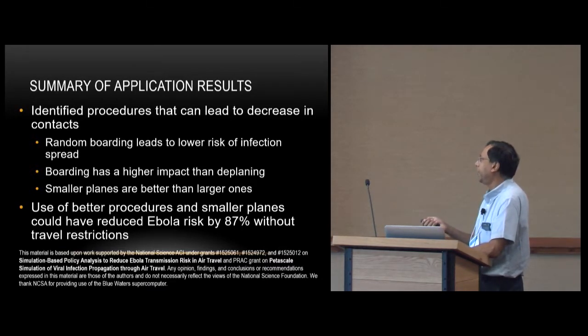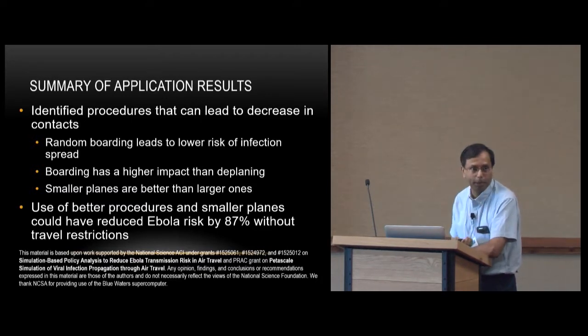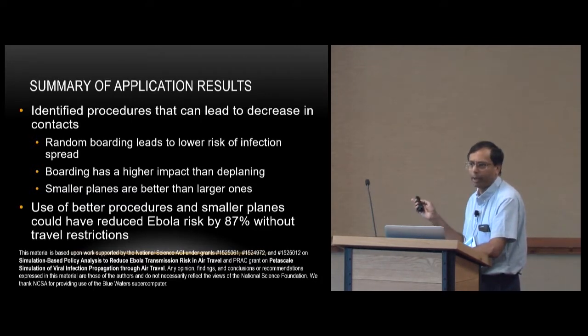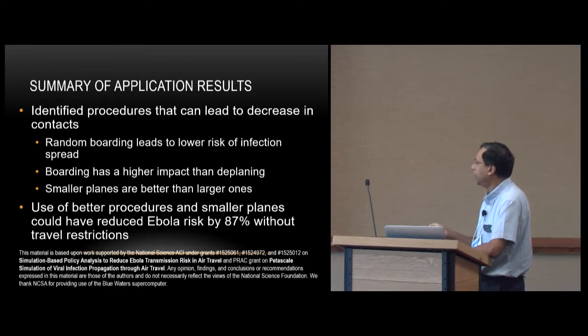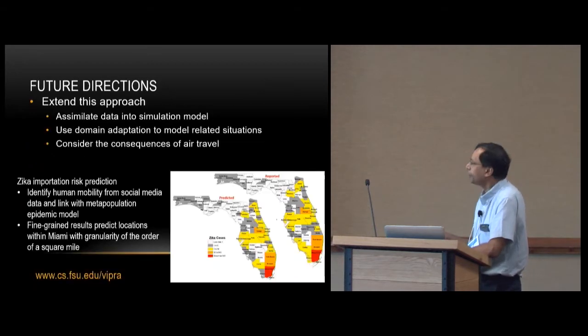Some of the results we came to are that random boarding leads to lower risk of infection spread. The boarding has higher impact than deplaning on infection spread, and smaller planes are better than large ones. And using a bunch of policies, we could have reduced infection spread by 87% without travel restrictions. There were travel restrictions, so disease didn't really spread much. But you can reduce the likelihood much without reducing air traffic.